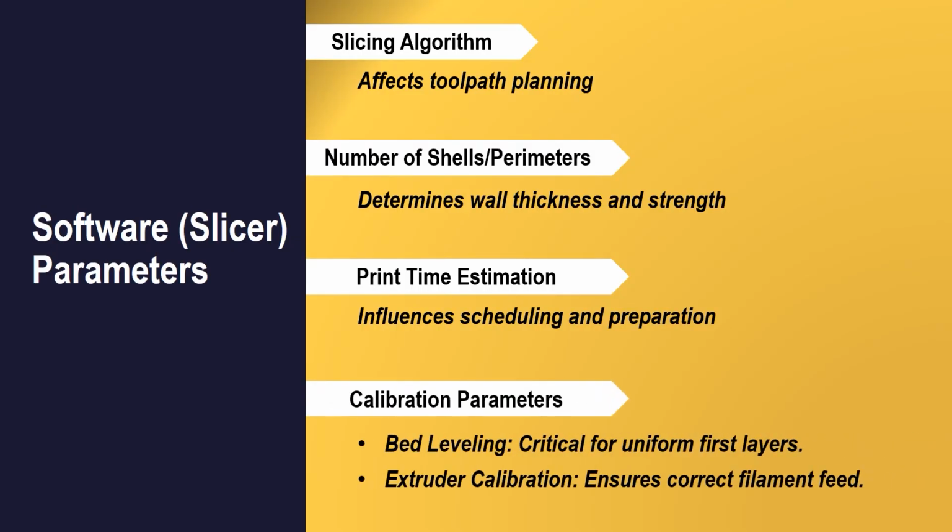Then the calibration parameters, which involve bed leveling and extruder calibration. These are critical. Bed leveling is critical for uniformity of the first layer, so that my first layer is uniform. Then the extruder calibration ensures the correct feed of the filament. So these are really critical.